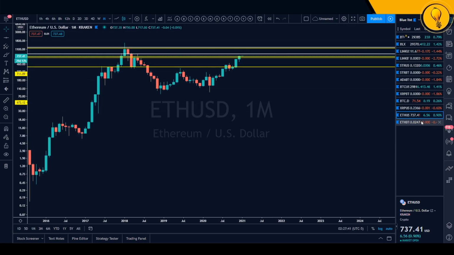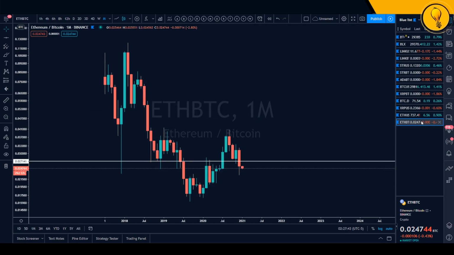Now if you are someone who's wondering, should I get into Ethereum or BTC with my US dollars? Well, look at the ETHBTC chart and this is going to basically tell you which is the stronger trending asset. All right, it's very simple.